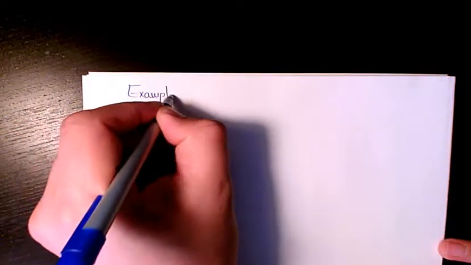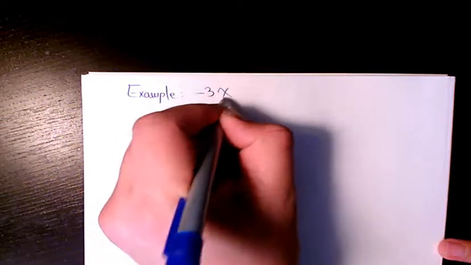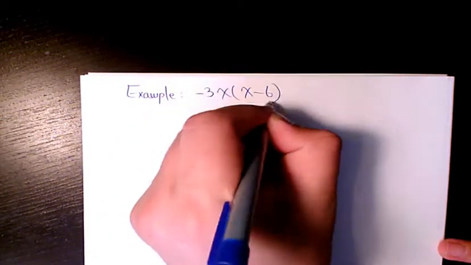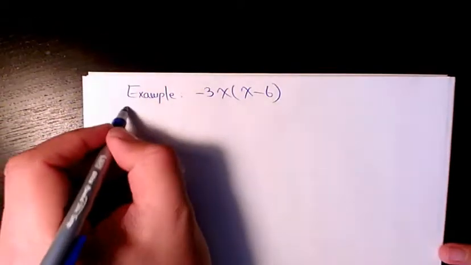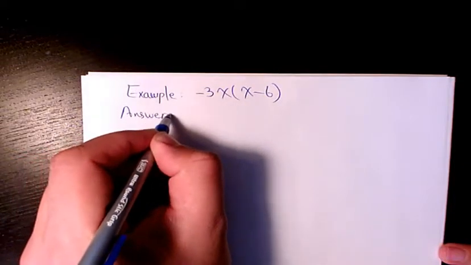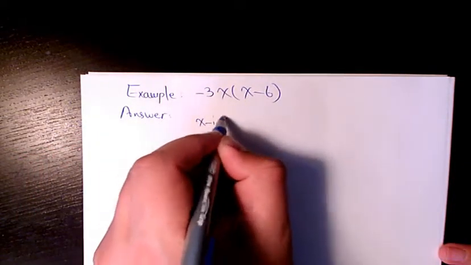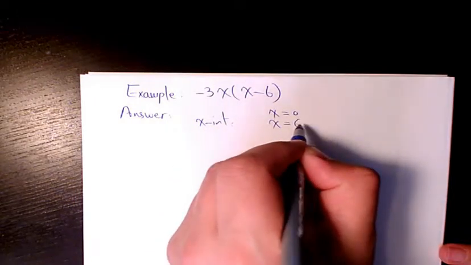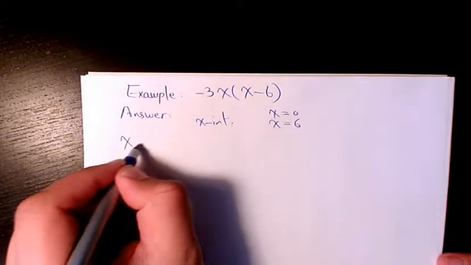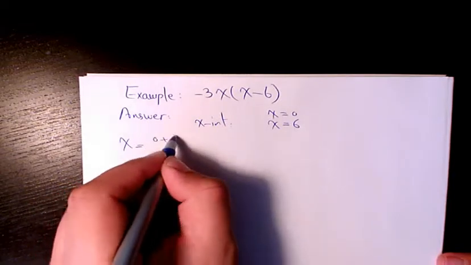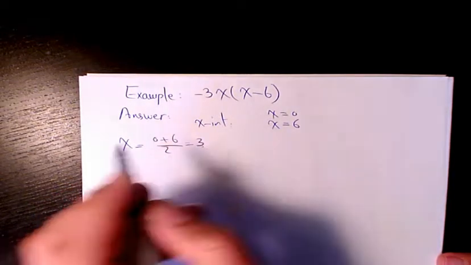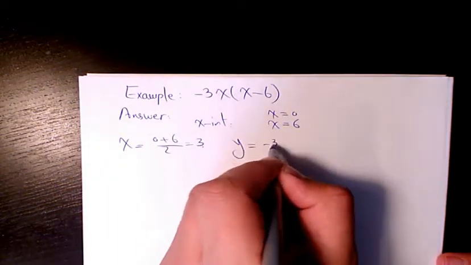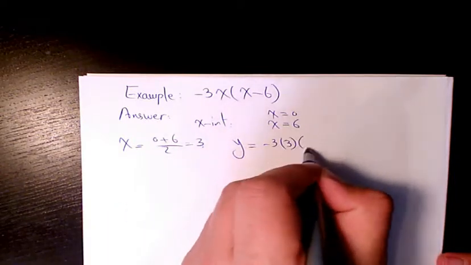Next example, negative 3x times x minus 6. Answer here is, we need to find the x-intercepts. One of them is x equals 0, the other one is going to be x equals 6. So the x component of the vertex is going to be 0 plus 6 divided by 2, which is going to be 3. Y will be negative 3 times 3 times 3 minus 6.